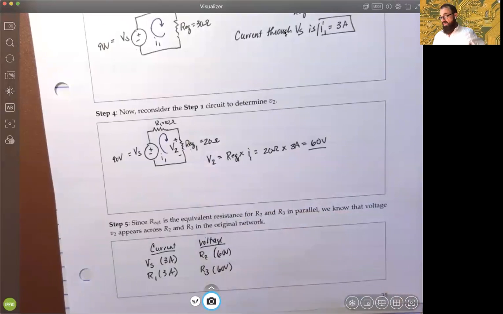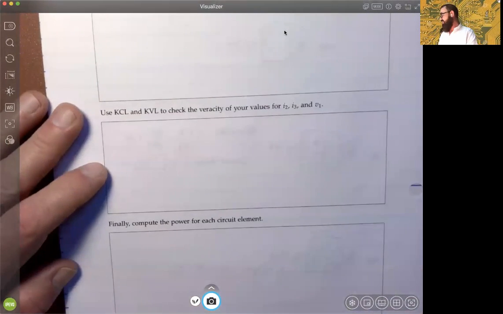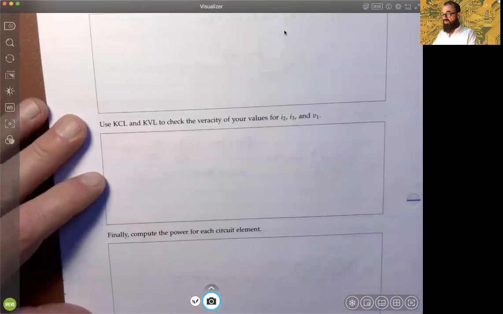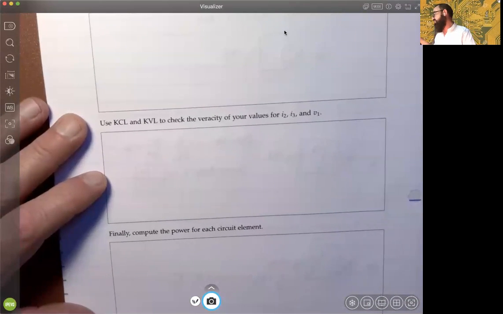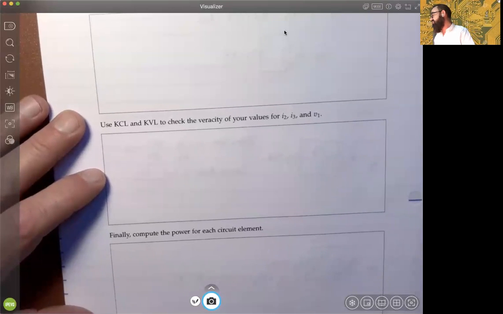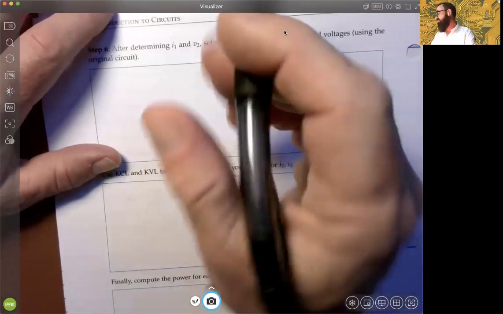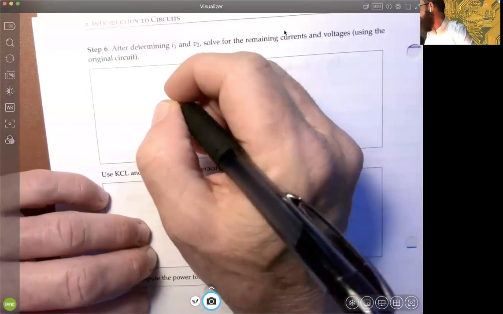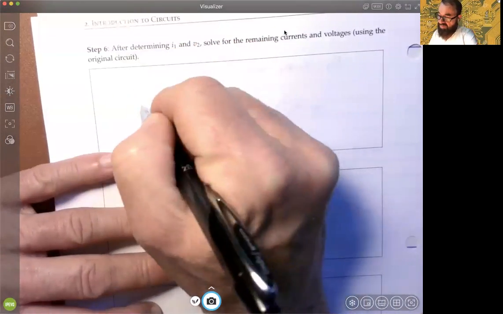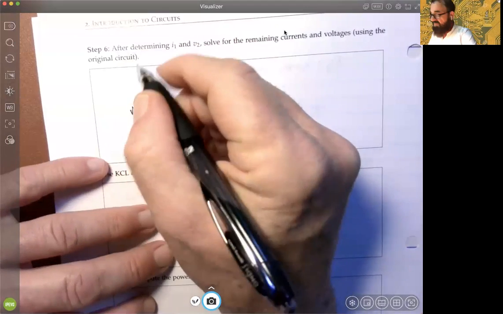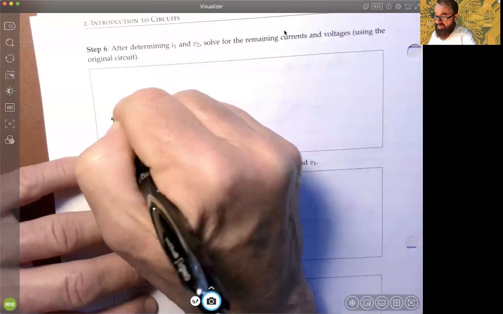All right, so continuing on, let's go to step 6, all right? After determining I1 and V2, we still have some other currents to solve for. So we now need to go back to the original circuit diagram so that we can get these other currents involved. So we'll redraw it. Plus and minus voltage source. Again, just 90 volts.